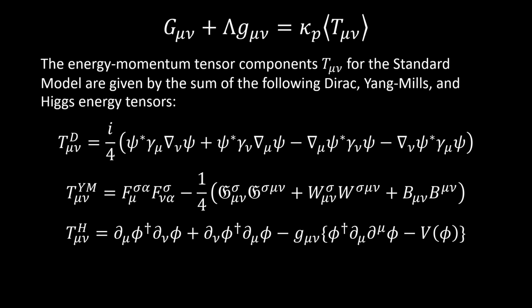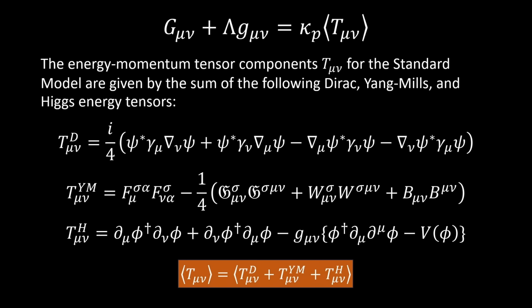T sub mu nu in the semi-classical Einstein field equation is then just the sum of these three energy momentum tensors. And it is these three energy momentum tensors that collectively contribute to what we call gravity and curvature in space-time. It is the energy from which space itself curves.